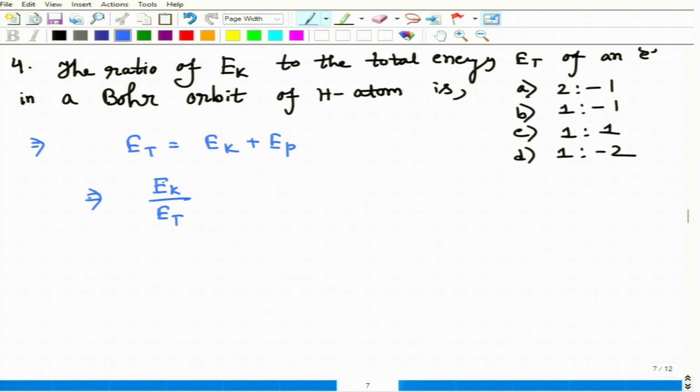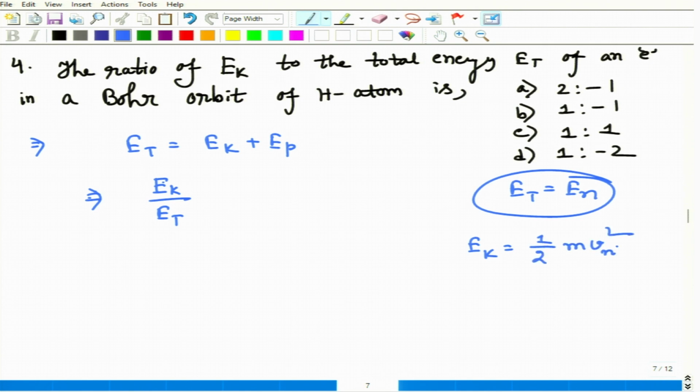Okay, so what was the total energy? We find out for hydrogen atom, for any atom, that's just En. And now what was the EK and EP? If you know this, then you can easily evaluate this. So En we know, and EK we also found out: EK should be half of mVn square. It must be for the same orbit, so it should be n, for a particular Bohr orbit. So it's half mVn square.